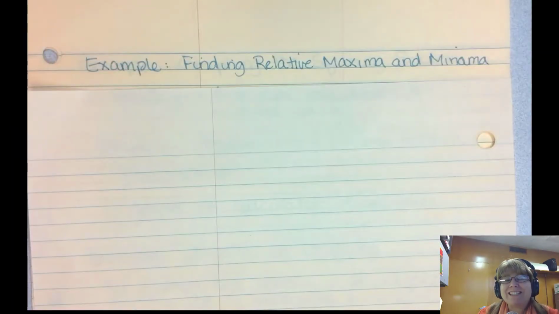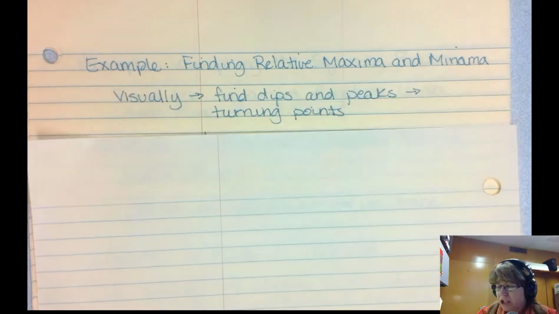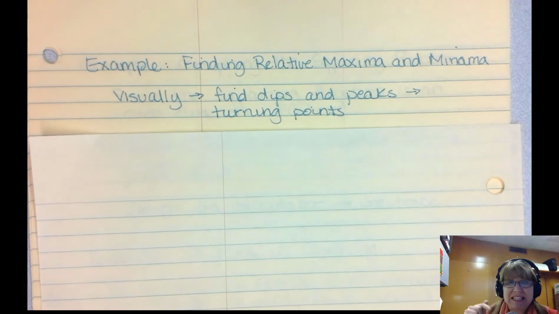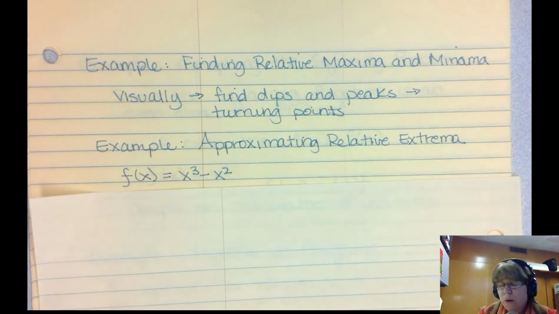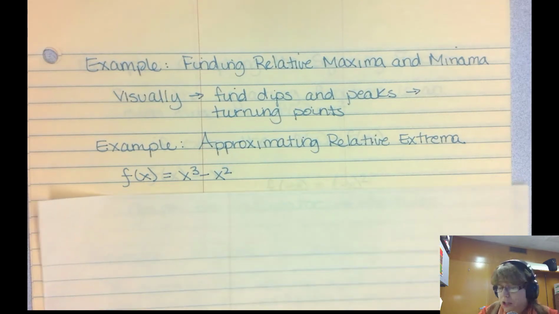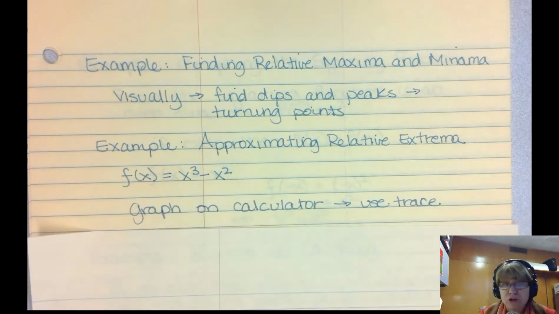All right, let's look at an example and find our relative maxima and minima. We're just going to do this visually by finding the dips and peaks, aka these turning points. So here we have approximating the relative extrema, meaning we want to find the relative maximum and the relative minimum. Now I'm going to use a graphing calculator to do this.